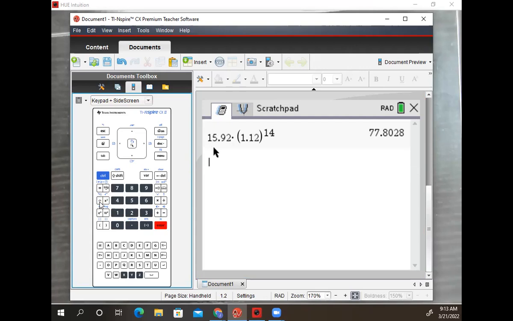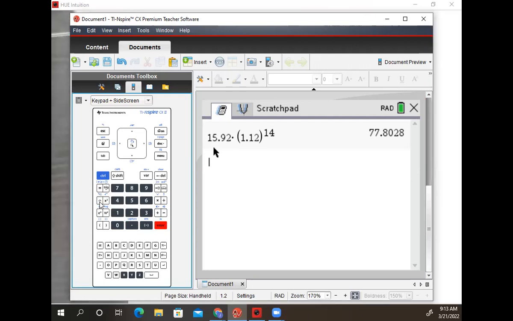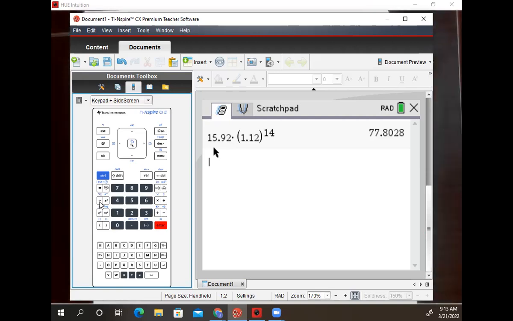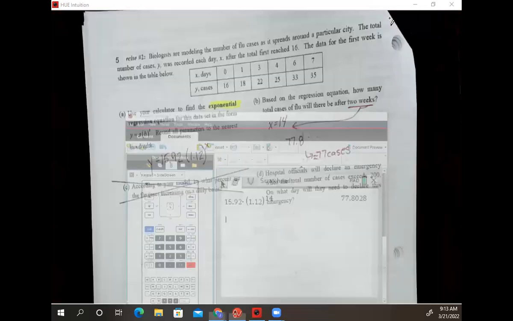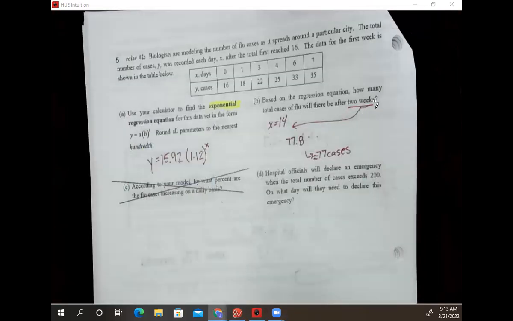So how many total cases of flu will there be? I'm going to say 77 cases, about 77 cases of flu. Okay, so I'm going to put my calculator away so we can look at it on the notes page. So 2 weeks would be 14 days. I have to use days because that's how this information is set up here. And when I plug in 14 for X in my function, I get 77.8, so about 77 cases.